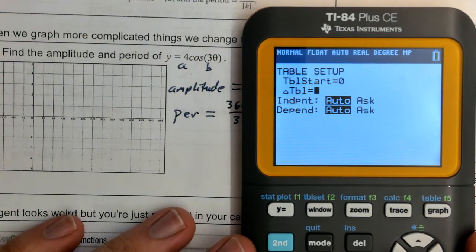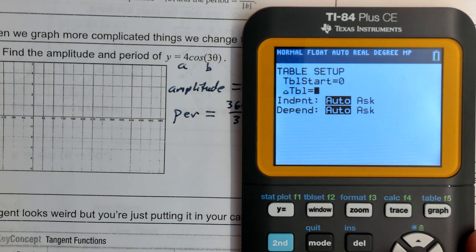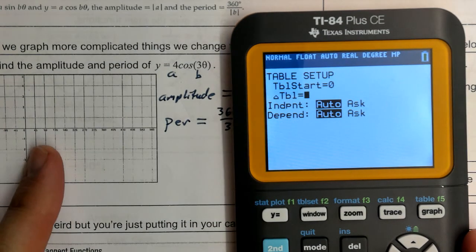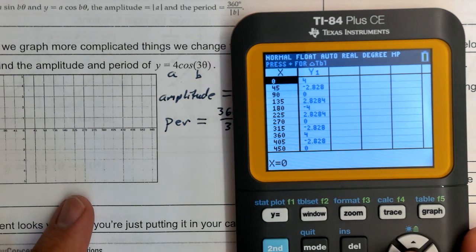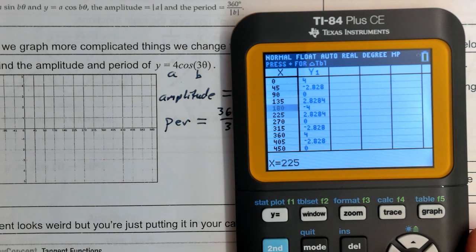So it starts at 0, and this is the change in table. Usually it goes by 1s. You can set this to go by whatever you want. I look at this graph here, and it goes by 45, so I'm actually going to set it to 45. And then when I go to my table, I can see that it gives me points on intervals of 45. And I can just plot those points.